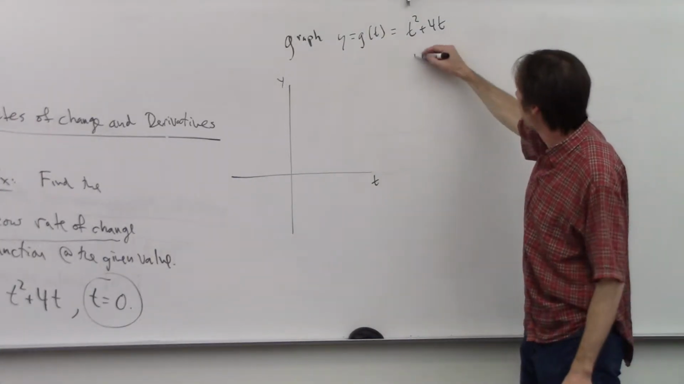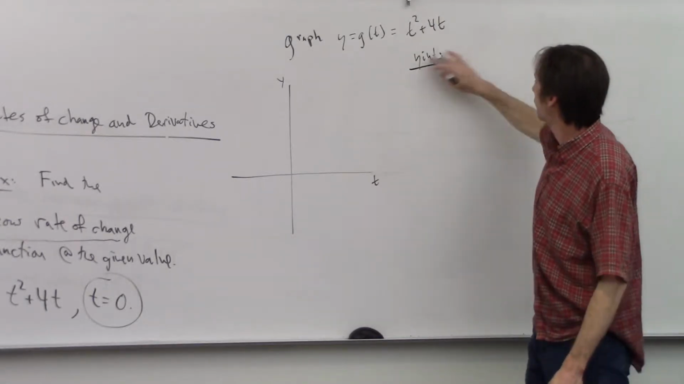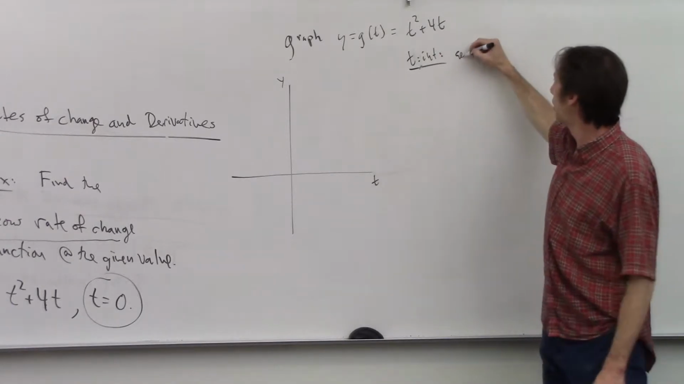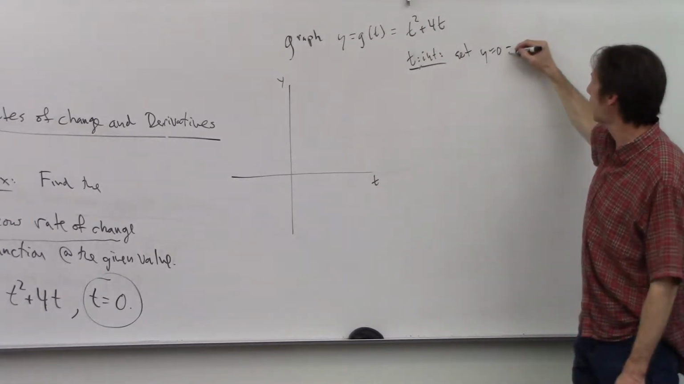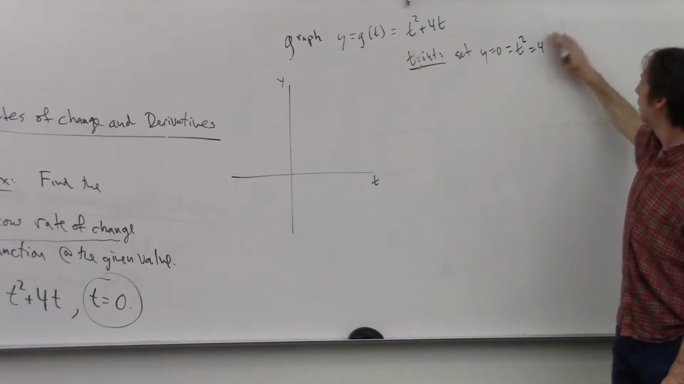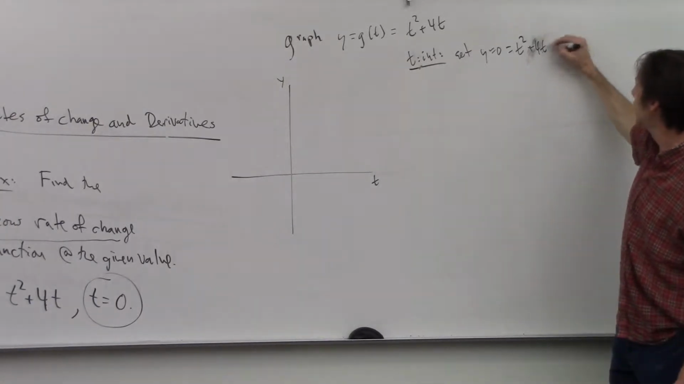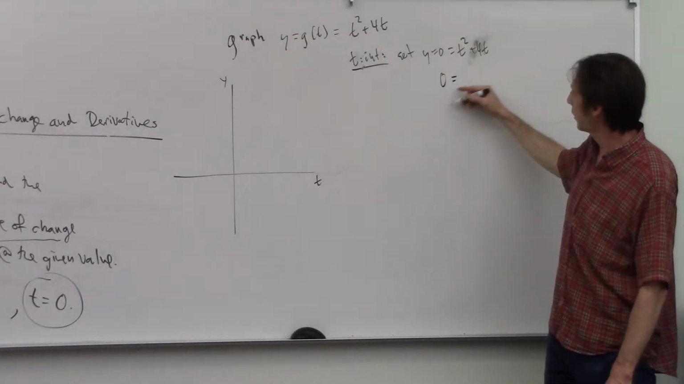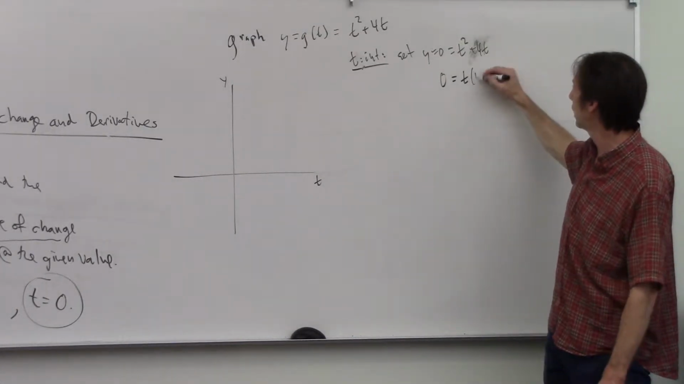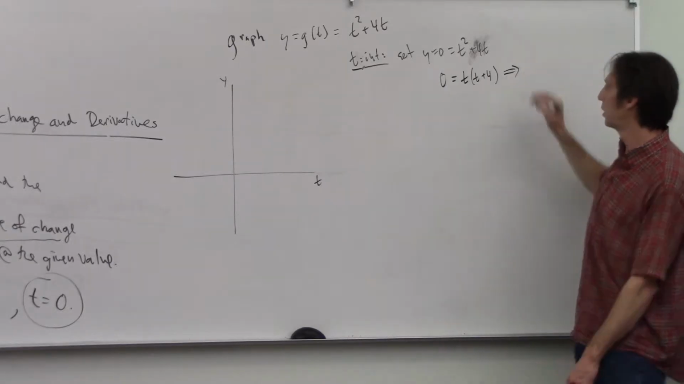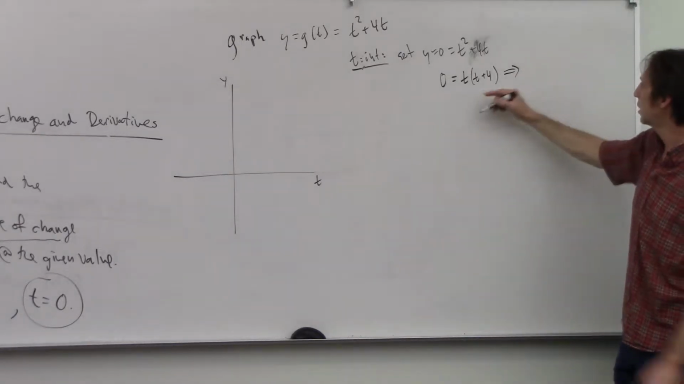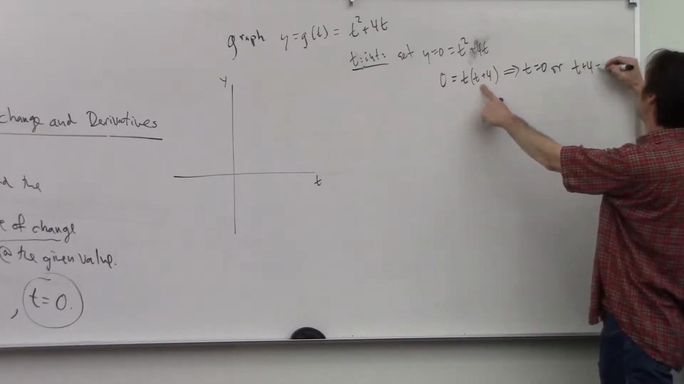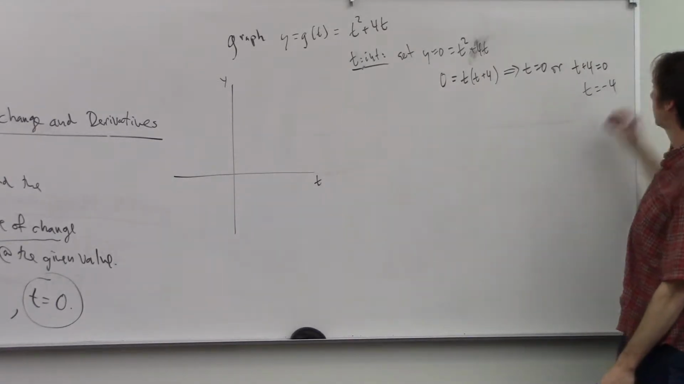If I want to find the t-intercept here, I can set my function equal to 0. So 0 equals t squared plus 4t. I can factor out a t from both terms on the right-hand side. That gives us 0 equals t times t plus 4. And so here I'm seeing that my t-intercepts are either t equals 0 or t plus 4 equals 0. In other words, t is minus 4.